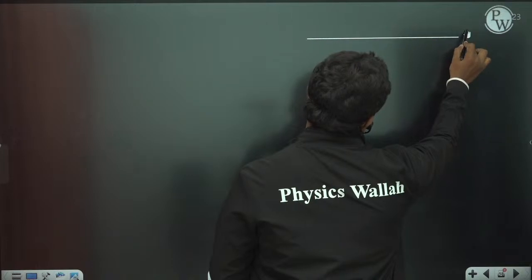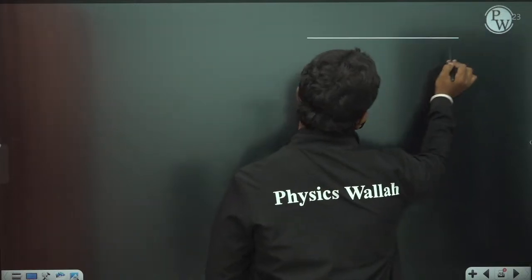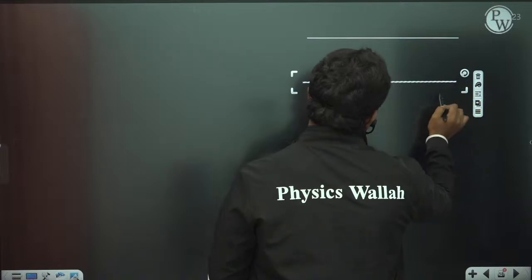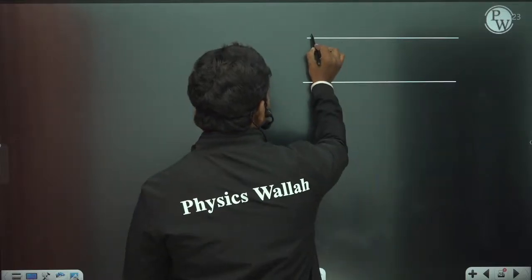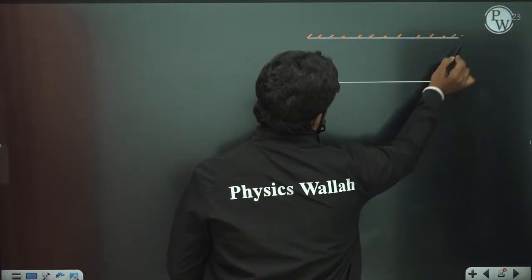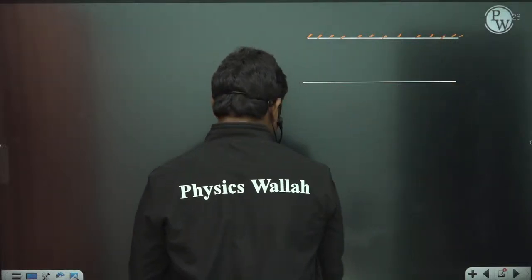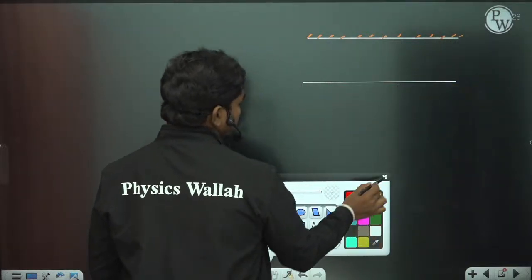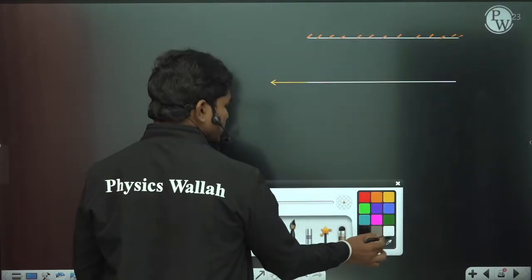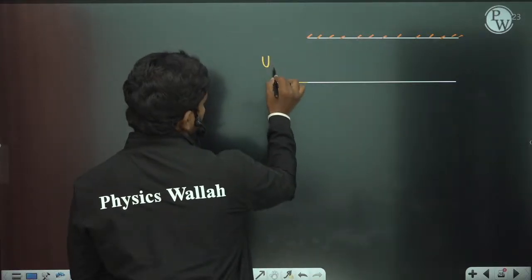If you have two plates like this, now let us suppose this plate is fixed and this plate is moving towards left, correct? They have given you that this is moving towards left with a velocity u infinity, let us say. So this is u infinity.